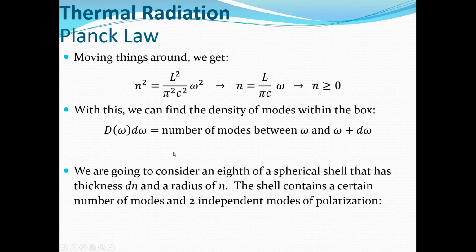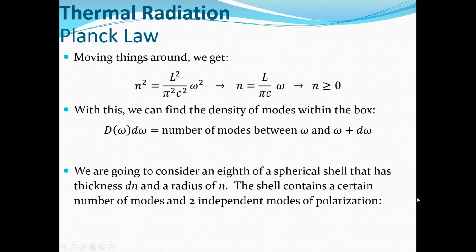Now, the way we're going to end up doing this, it's a little confusing, so bear with me. We're going to consider an eighth of a spherical shell that has a thickness of dn, and the radius is n. So these n's are not the same as this n. Just throwing that out there.